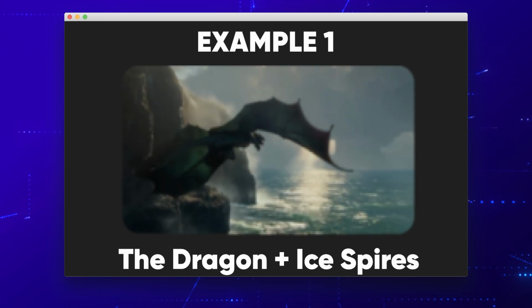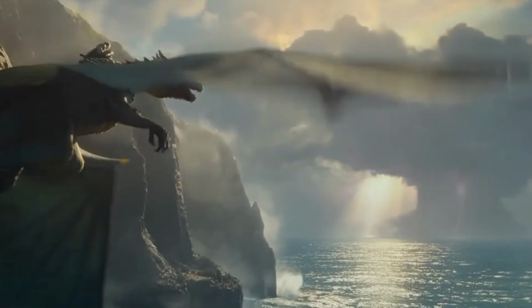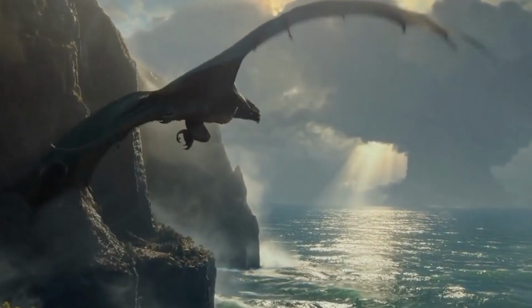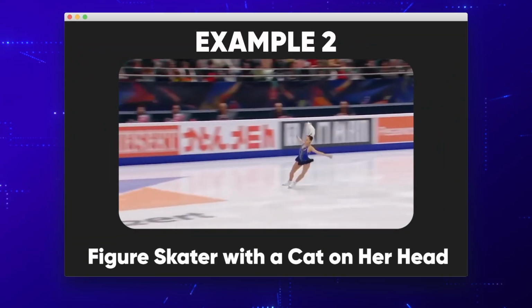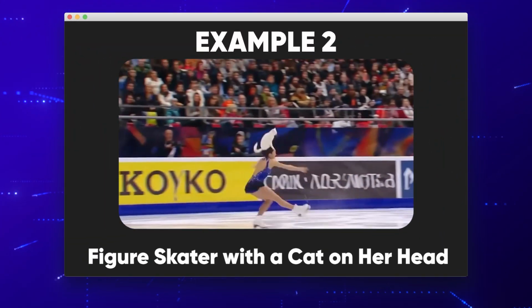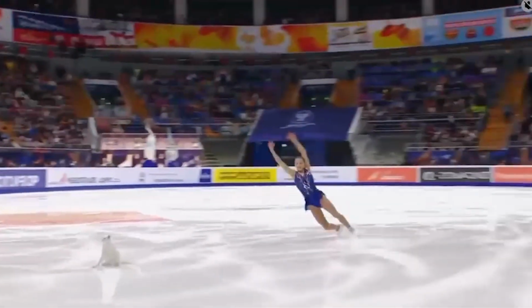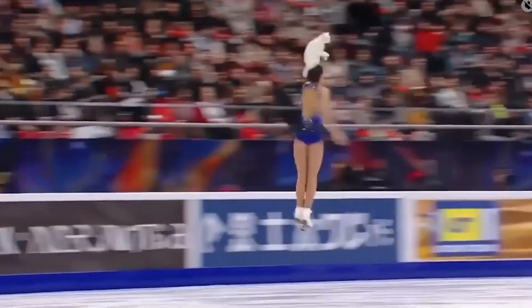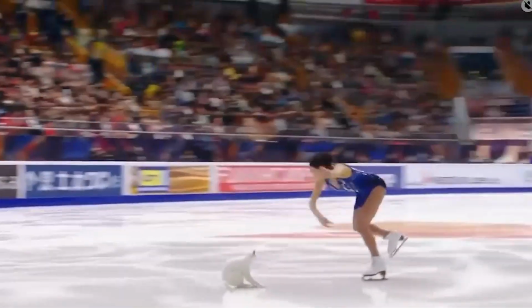Example 1. The dragon plus ice spires. Look at this. It's like a scene from Game of Thrones. The snow, the lighting, the glacier falling apart, all generated by typing words. Example 2. Figure skater with a cat on her head. This one kills me. Not only does the skater land a triple axel, but the cat is just so cute. Physics, balance, even fur motion, all consistent.